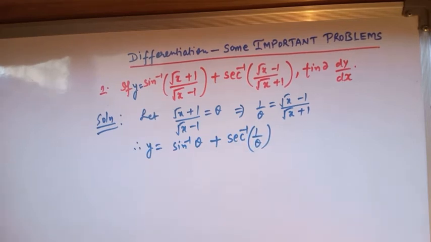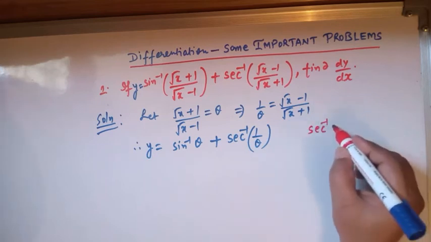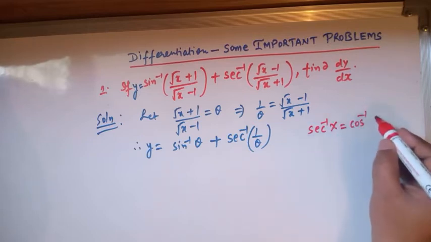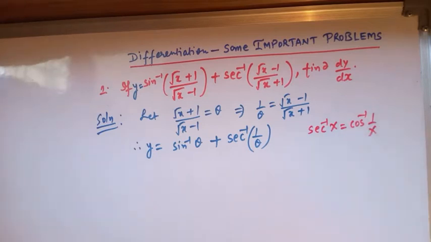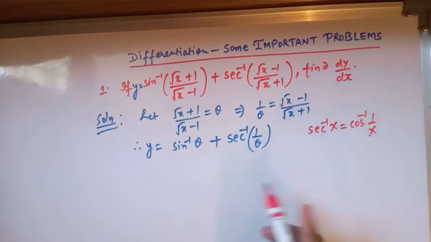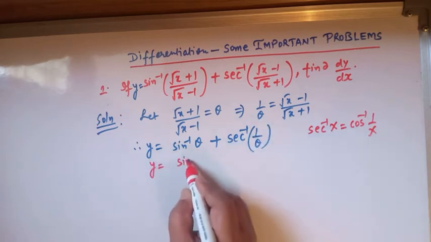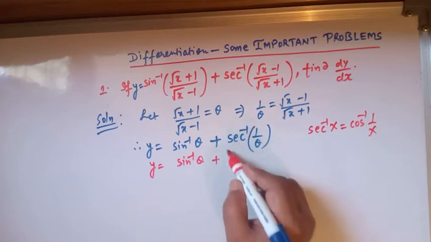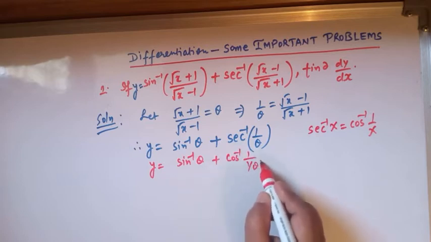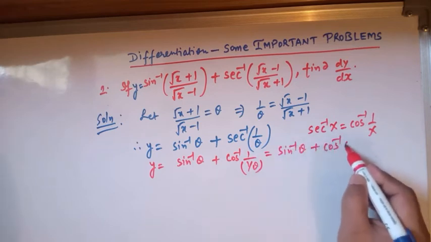Clear? Now viewers, we know that sec inverse of, say, x is equal to cos inverse of 1 over x. Clear? This is by the properties of inverse trigonometric functions. So we'll apply this rule here. So y becomes sine inverse of theta plus, now this sec inverse is changed to cos inverse, and we have 1 over 1 by theta, which can be written as sine inverse of theta plus cos inverse of theta.